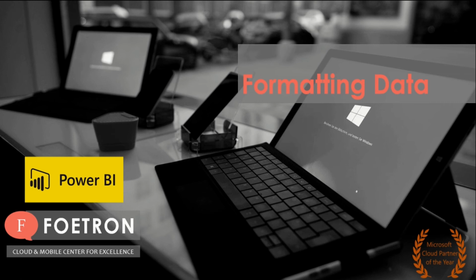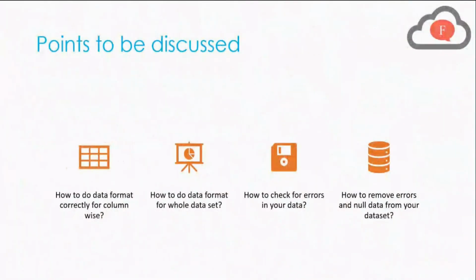Now let us go further and discuss how the points to be discussed in this video will be covered. In this video, we will discuss 4 points mainly. In the first point, we will talk about how to format data correctly for a column by section. In the second point, we will talk about how to format data for the whole data set. In the third point, we will talk about how to check for errors in your data. In the fourth point, we will talk about how to remove error and null data from your data set. So these are the points that will be covered in this video.